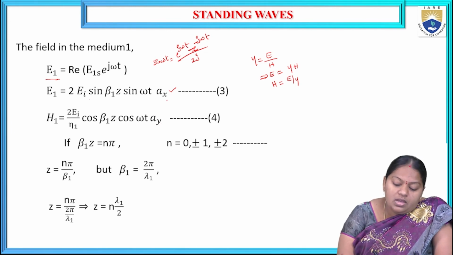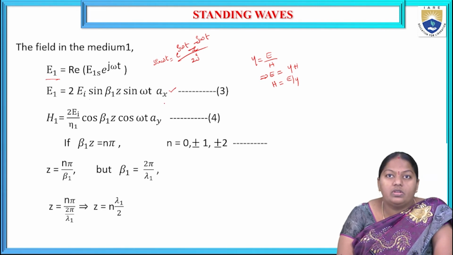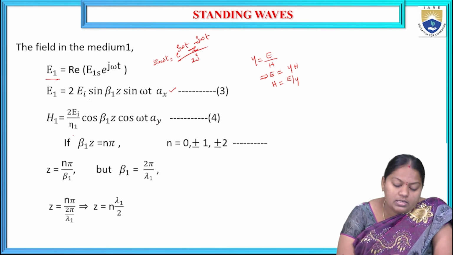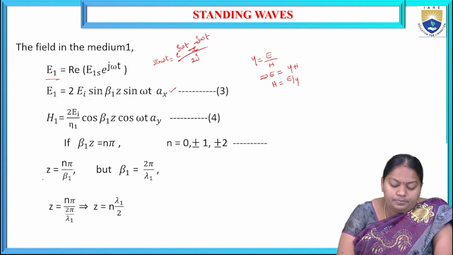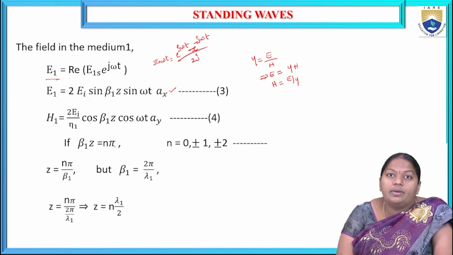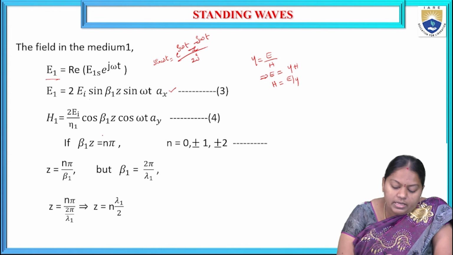From the analysis of the electromagnetic wave equation, we have considered that the electric field lies on the x-axis and the magnetic field is aligned on the y-axis, and the propagation direction is in the z direction. Depending upon that, H1 can be written as 2 EI by eta 1 cos β1z cos ωt into ay. Then if β1z is equal to nπ, consider cos nπ.